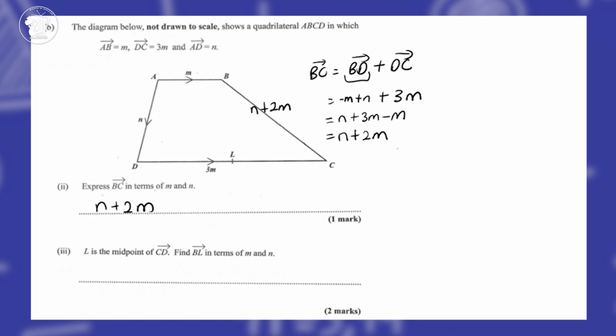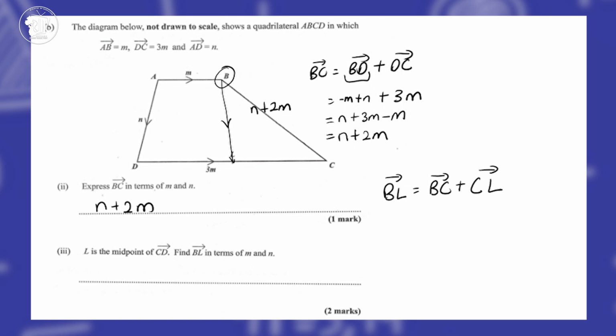So the next one says L is the midpoint of CD, and they want us to find BL. So BL would be here. So they want us to find here BL. So we move from B to L. So let me do the work in here. So BL would be, we see move from B to C, and then plus C to L.